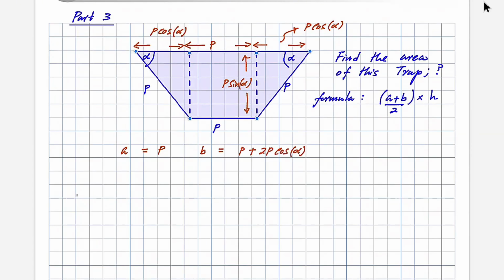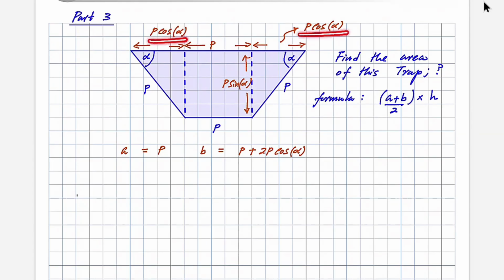2P cos alpha. Why 2P? Because you have P cos alpha here, P cos alpha here. When you add those together, it's going to be 2P cos alpha. So you can't forget this P, which is this guy.